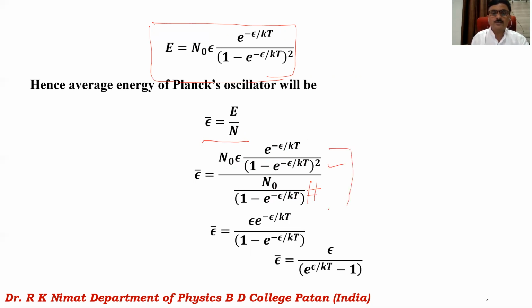If you simplify these terms, you will get the average energy of the Planck oscillator as e raised to minus epsilon by kT divided by 1 minus e raised to minus epsilon by kT. Again, if you multiply the numerator and denominator by e raised to plus epsilon by kT, then this will be e raised to 0, which is 1, and the average energy of the Planck oscillator is epsilon bar equal to epsilon divided by e raised to epsilon by kT minus 1. So this is the average energy of the Planck oscillator.